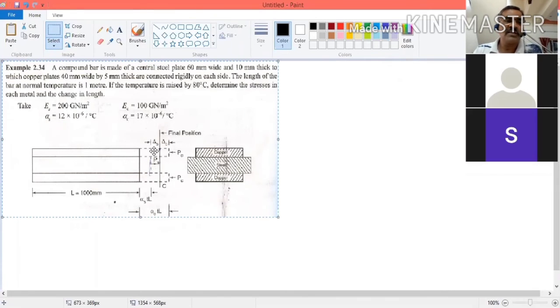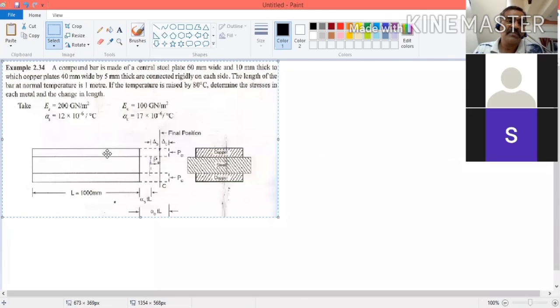All are uniformly raised by a temperature of 80 degree. What will happen? The thermal expansion coefficient of copper is 17 into 10 power minus 6, and that of steel is 12 into 10 power minus 6. Which will expand more? Copper will expand more, because its thermal expansion coefficient is more. But all are connected together. All are an integral part. It is a composite beam.